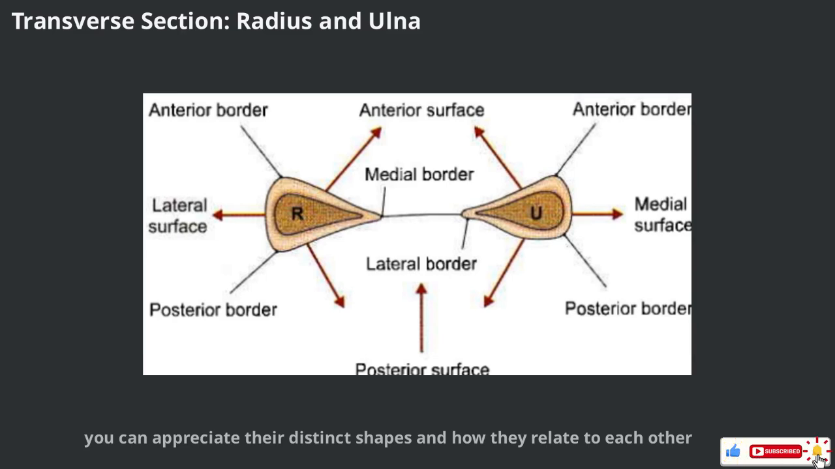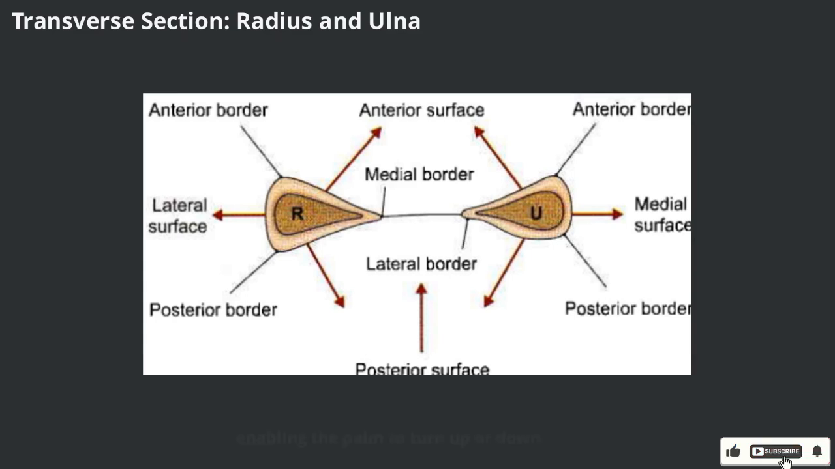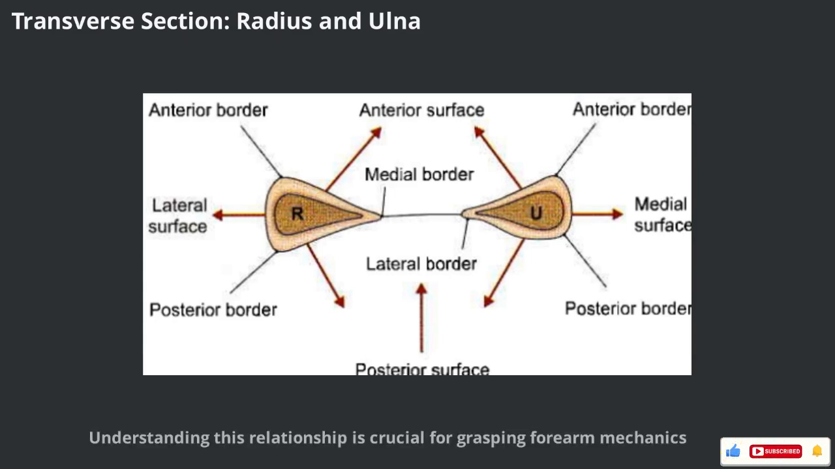The interosseous membrane connects them along their lengths, providing stability and serving as an attachment for muscles. This arrangement allows for the unique movements of pronation and supination, enabling the palm to turn up or down. Understanding this relationship is crucial for grasping forearm mechanics.